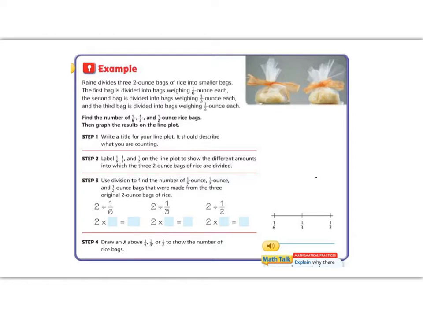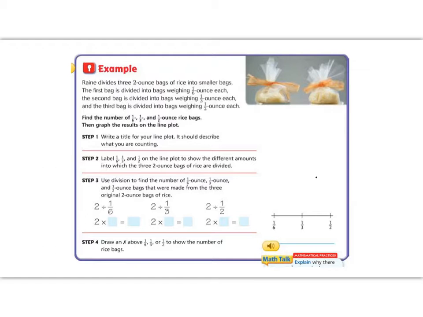The example says, Rain divides 3 2-ounce bags of rice into smaller bags. The first bag is divided into bags weighing 1/6 ounce. The second bag is divided into bags weighing 1/3 ounce. And the third bag is divided into bags weighing 1/2 ounce. And then here's our question. Find the number of 1/6, 1/3, and 1/2 ounces of bags. Graph your results on the line plot.